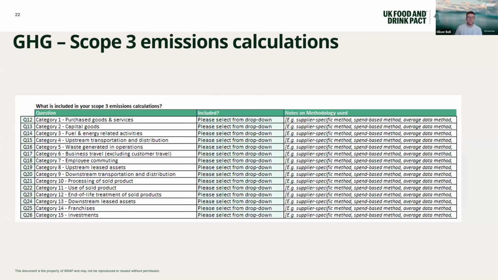Some are drop downs, some are free text questions as well. Moving on, we've got the scope 3 emissions calculations. In this section, we're asking what's included in your scope 3 emissions calculations. It's a simple drop down with the opportunity to provide notes on your methodology as well. And just a note with this section, this is to indicate whether a particular category is included in your emissions calculations, whereas actual emissions data will come later on in the sheet.